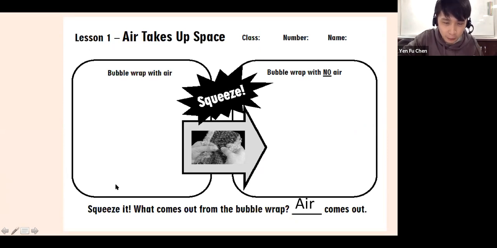First, they have to squeeze one of the bubble wraps, and they have to stick 2 of the bubble wraps, one on the correct side. The bubble wrap which is not squeezed, they will stick to the side with air. And the one they squeezed already, they have to stick at the bubble wrap with no air. They also have to write down the answer, what comes out from the bubble wrap. So they have to write air. I want to make sure that they know the word air, and what comes out from the bubble wrap.